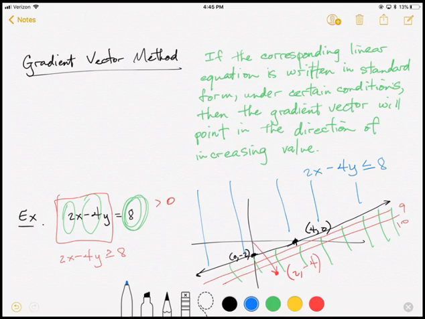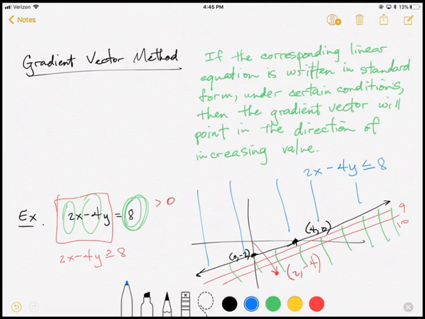So that's how we figure out where we need to shade, by just looking at the coefficients on the x and y terms. Once we look at them, that tells us what the gradient vector is, and then we shade in the direction of the gradient vector. So that's how we do it.